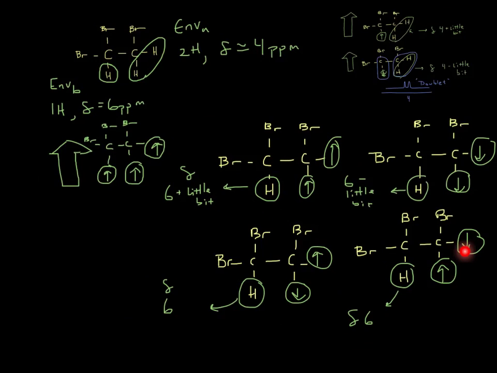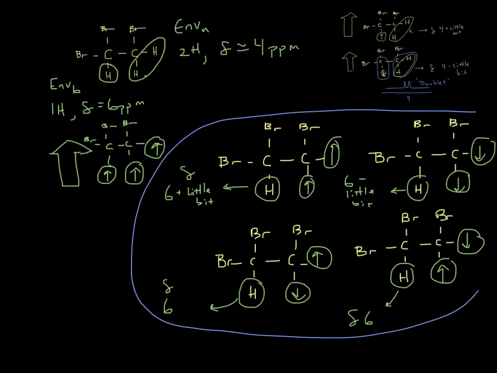But if we put all of this together, what we will find is that in a population of this molecule, we will have 1/4 of it, that's 1 out of these 4, be 6 plus a little bit. 1 of them will be 6 minus a little bit, and 2 of them will be right in the middle. So we would have a ratio of 1 to 2 to 1, 1 furthest to the left, 2 in the middle, and 1 furthest to the right.